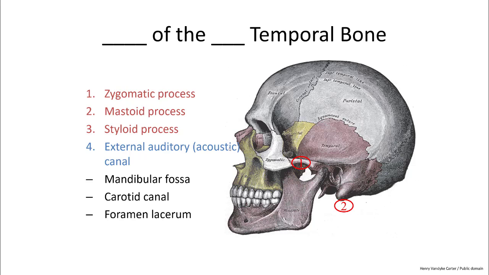Then we have the mastoid process of the left temporal bone. You can feel this prominent bulge just behind your ear. Then the styloid process of the left temporal bone. And finally, your external auditory or acoustic canal of the left temporal bone.